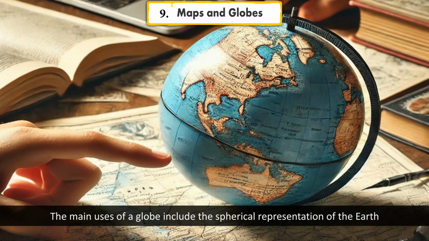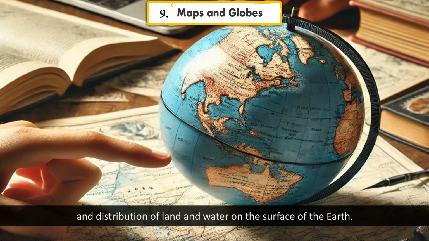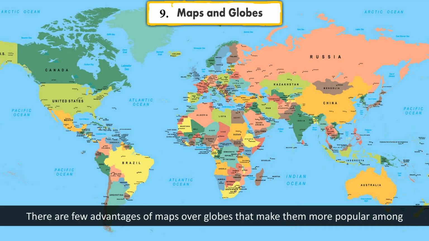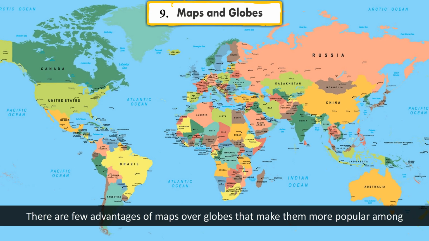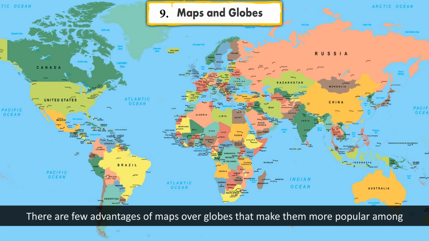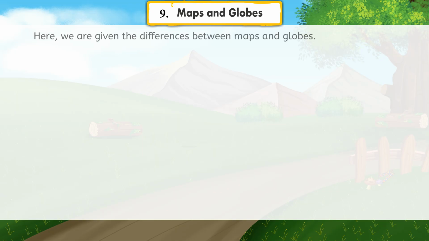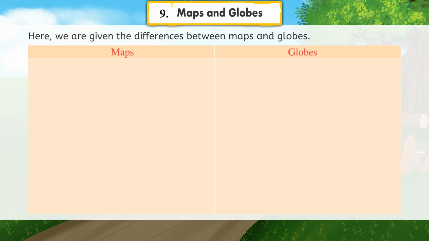The main uses of a globe include the spherical representation of the earth and the distribution of land and water on the surface of the earth. There are a few advantages of maps over globes that make them more popular among students and other people. Here we are given the differences between maps and globes. Maps, globes. 1. A map can depict the whole world or a small part of it.